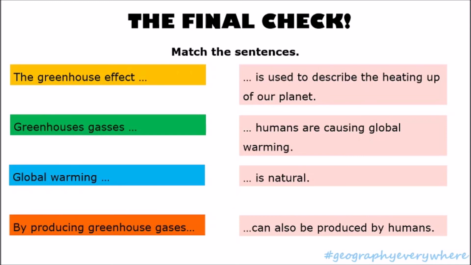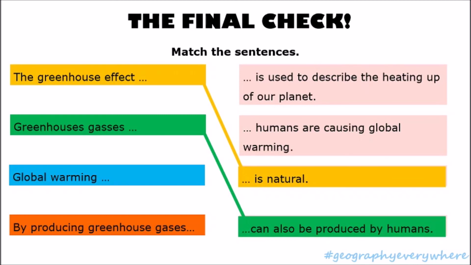Okay, so the greenhouse effect is natural. We said that the greenhouse effect was here before humans, so it's a completely natural phenomenon. Greenhouse gases can also be produced by humans. So even though we said greenhouse gases are natural, they can also be produced by humans, such as through power stations, burning of fossil fuels, and cutting down and burning trees.